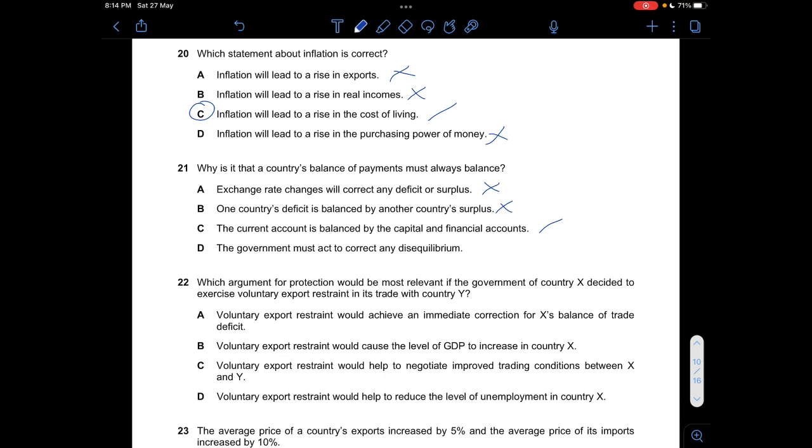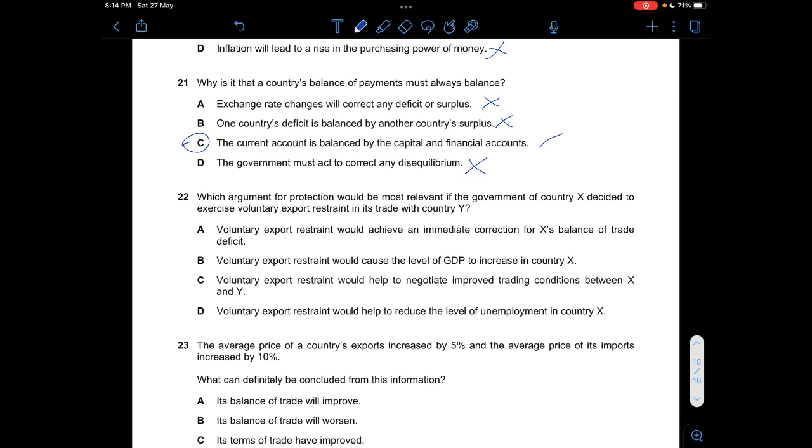D says the government must act to correct any disagreement. This is a normative statement, so the answer is not B, the answer is C. Question 22. Which argument for protection will be most relevant if the government of country X decided to exercise voluntary export restraint in its trade with country Y? So let's look at the four options.